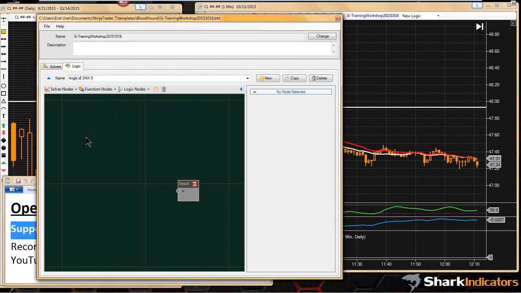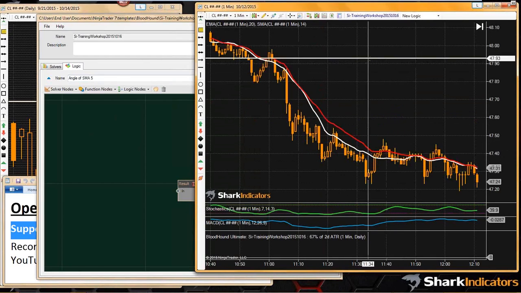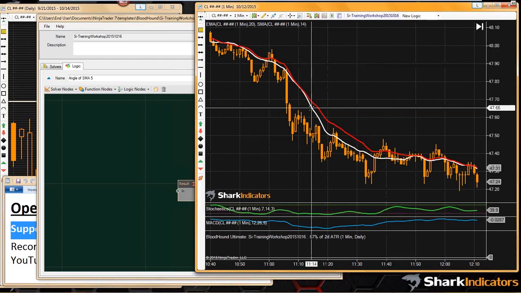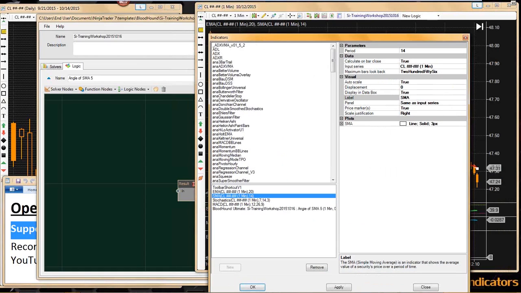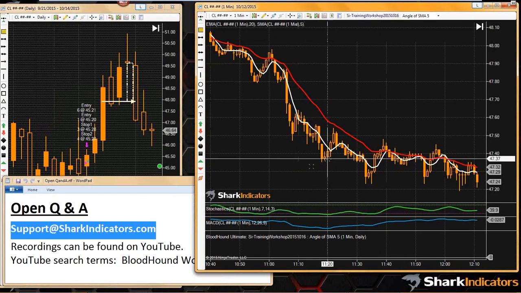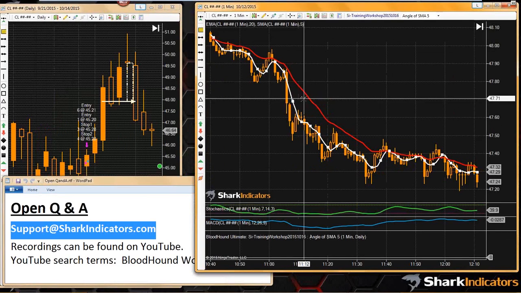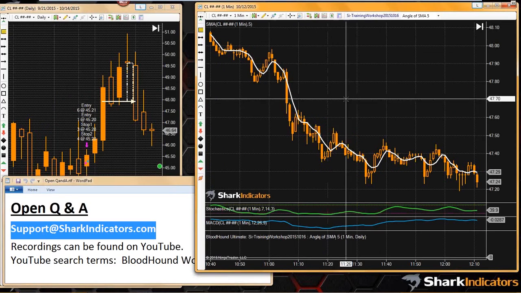Alright, so we want to look for the angle of the SMA 5. I'm going to take the SMA I have on here, I'll change it to a 5. Alright, so the white line is our SMA 5.